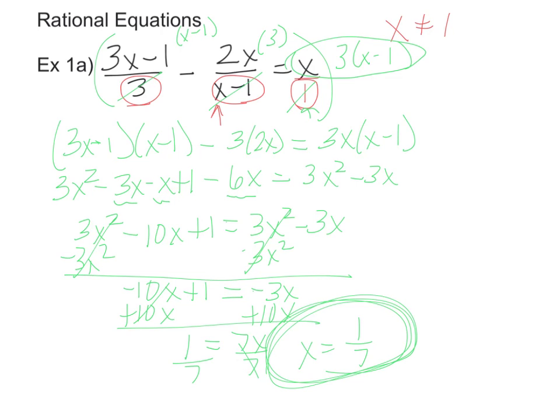Woohoo! Now, does that fit our criteria? You always, always, always, when you have a rational expression, have to go back and make sure that whatever answer you come up with does not make your denominator 0. If it doesn't, and in this case it does not, we're good to go. Woohoo! Let's do some more.